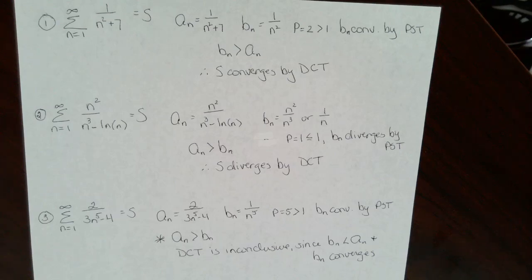Wait, what did we make b of n? I just did 2 over n to the 5th. And then p equals 5, which is greater than 1. So a of n is greater than b of n. Therefore p is equal to 5, which is greater than 1.